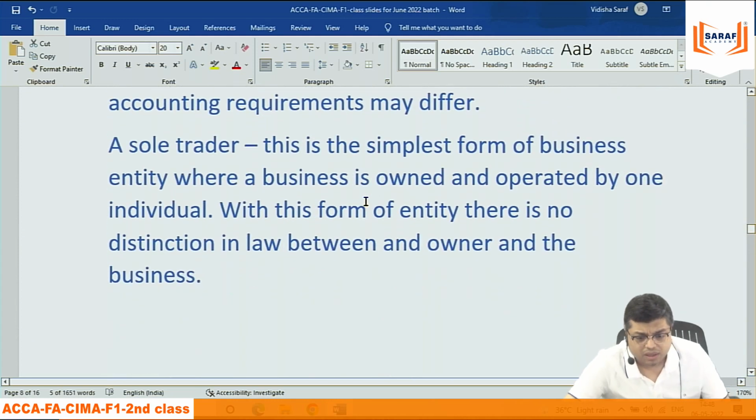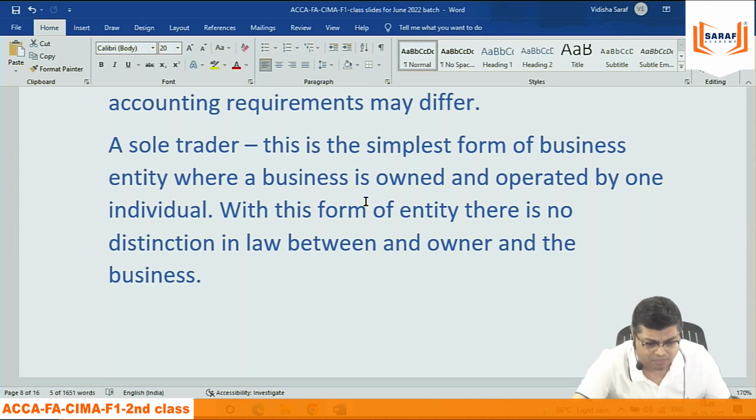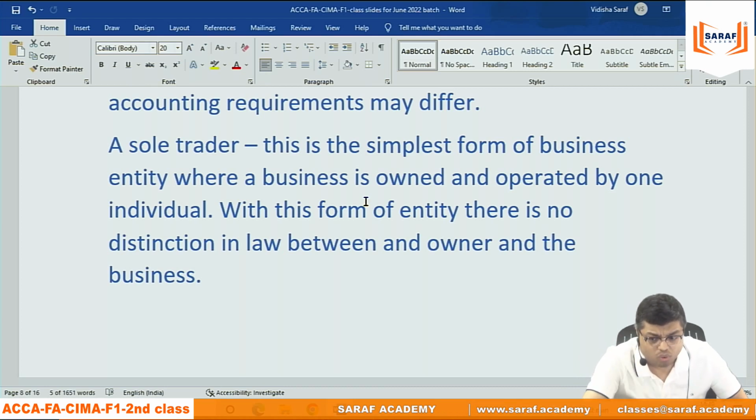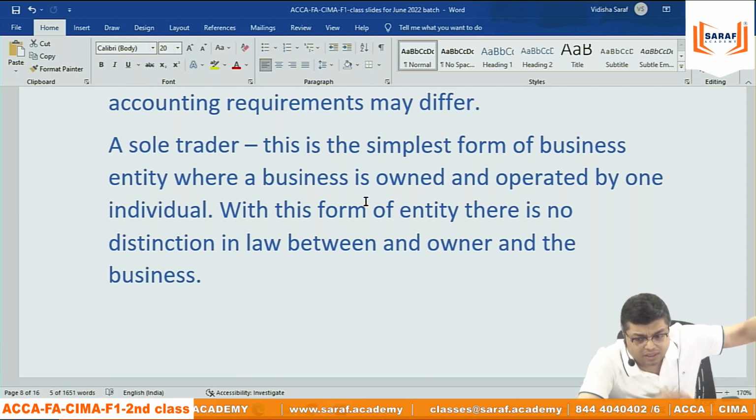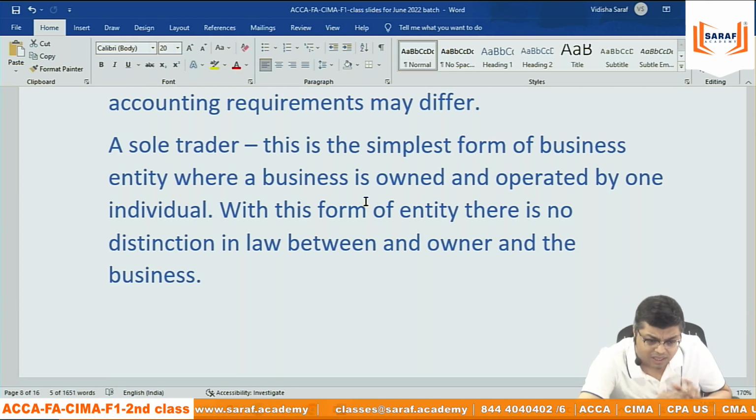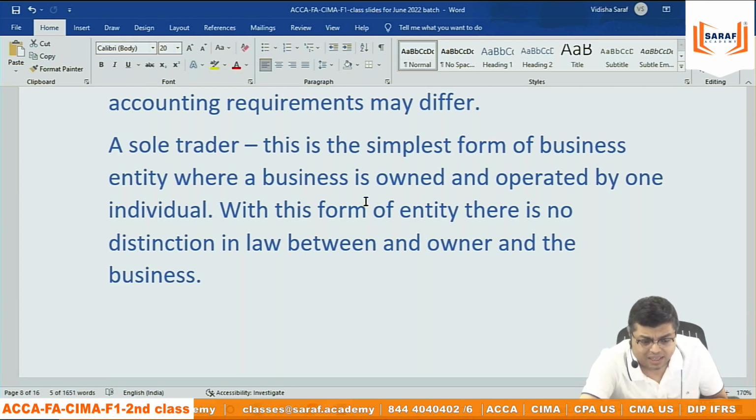Sole trader. A person is doing business in his own name. Suppose I am doing business, not Saraf Academy, but Prakash Saraf, in the name of Prakash Saraf. I am doing business as a sole proprietor. It's still me. And the business is different. Because whatever money I give to the business as a proprietor, that is capital in the business. For the business, it is a liability. The business is going to return this money to me. But in legal language, in legal parlance, Prakash Saraf and the business of Prakash Saraf are the same. There is no separate entity.